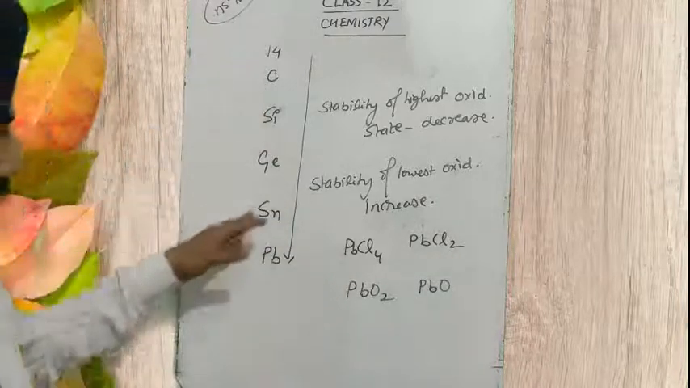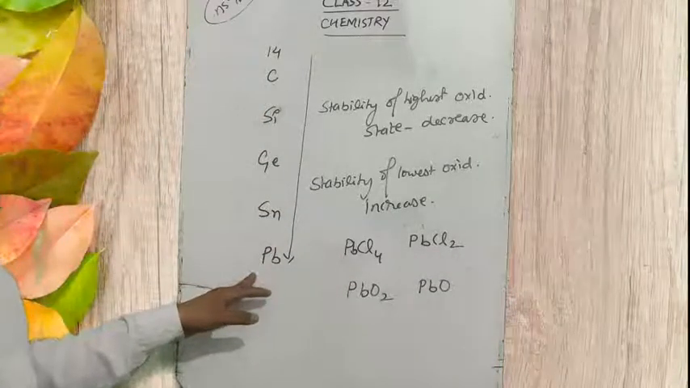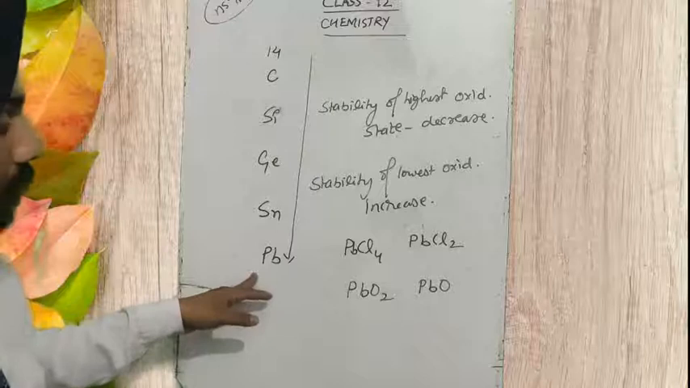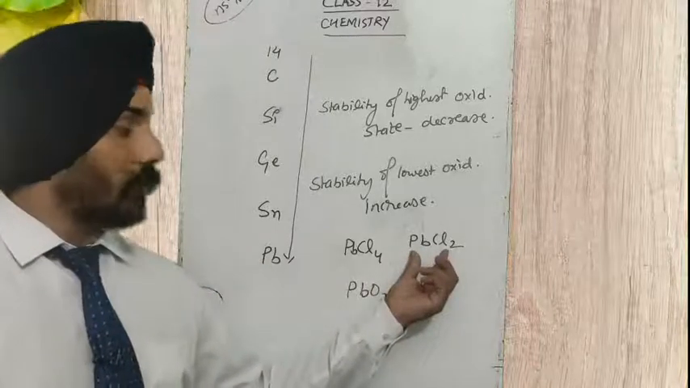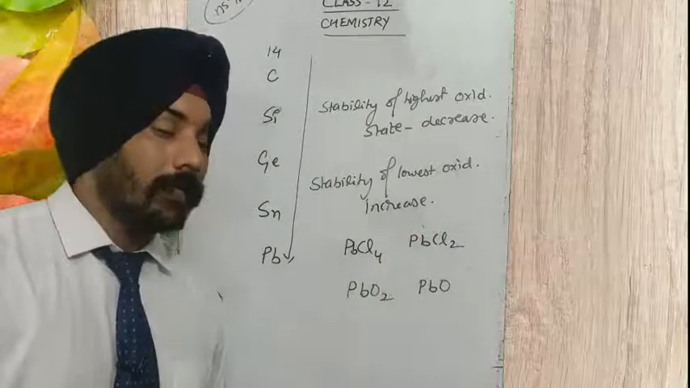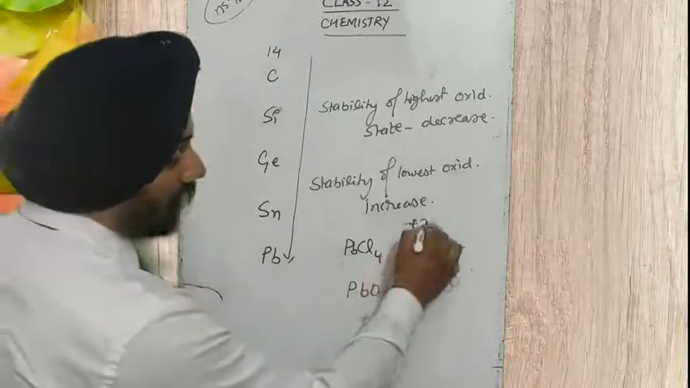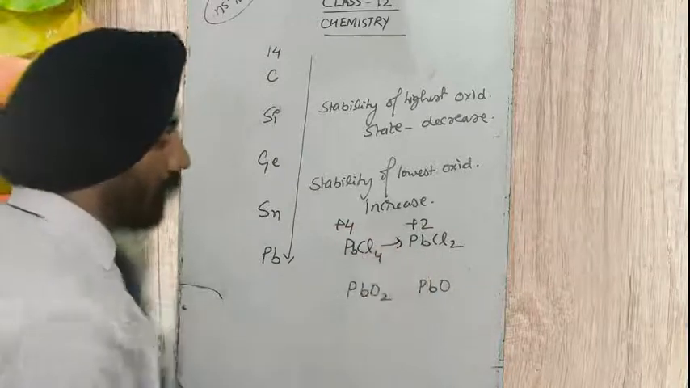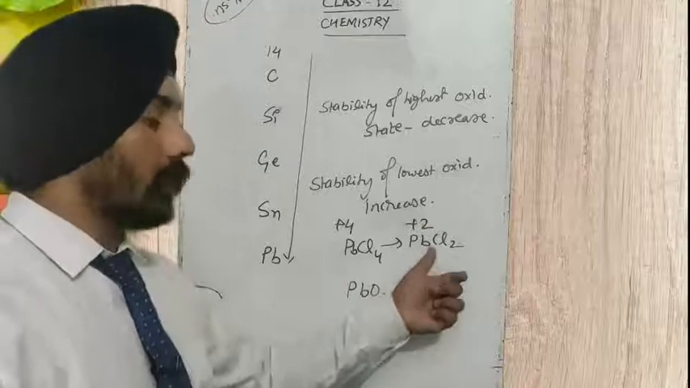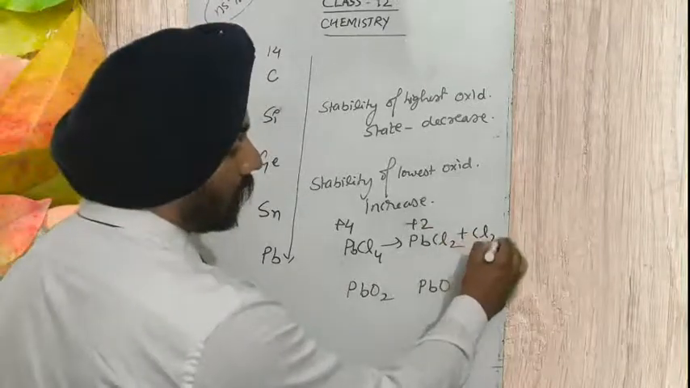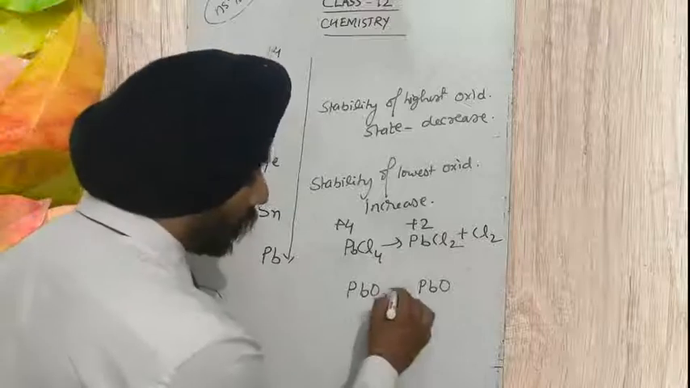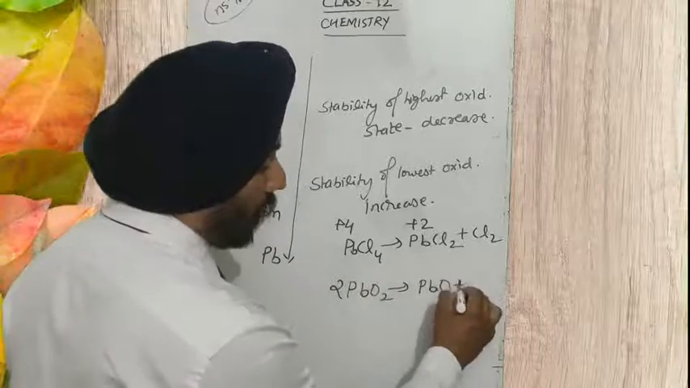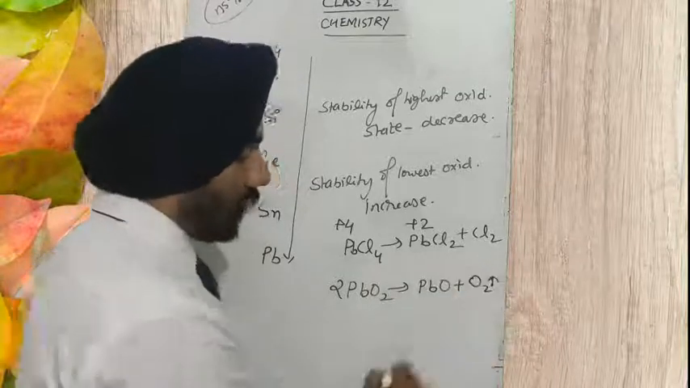Lead lies at the bottom of group 14. It is the last member, present in the 6th period of group 14. So which oxidation state must be very stable? The +2 oxidation state must be stable, and +4 is unstable. That is why when we heat PbCl4, it converts into PbCl2 and releases chlorine gas. The same happens with PbO2. When PbO2 is heated, it forms PbO and oxygen gas is released.